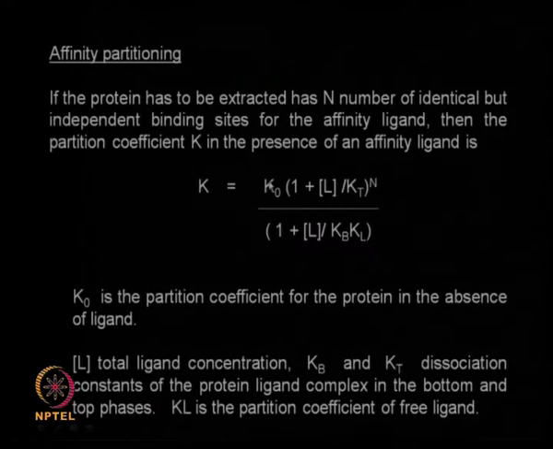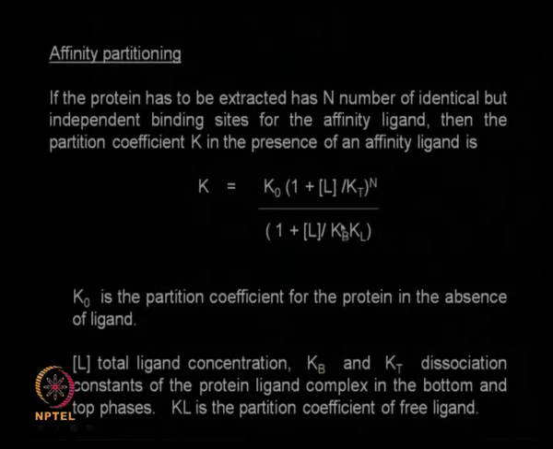So if I do not use the affinity ligand concept, then my partition coefficient will be K naught. But because I am adding an affinity ligand which may bind to the protein at n different locations, the partition coefficient K gets modified like K naught into (1 plus L divided by KT) raised to the power n, divided by (1 plus L divided by KB and KL). What is L here? L is the total ligand concentration. So as you can see, if I have more ligand present, obviously my K will increase like this.